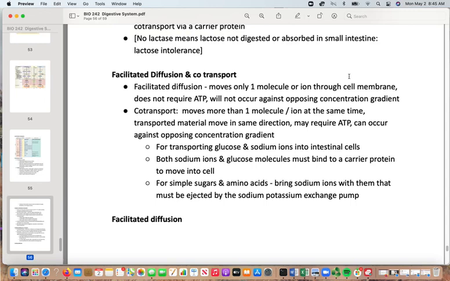So this is used to transport glucose and sodium into the intestinal cells. They both have to bind to the carrier protein. For simple sugars and amino acids, they can bring sodium ions with them.